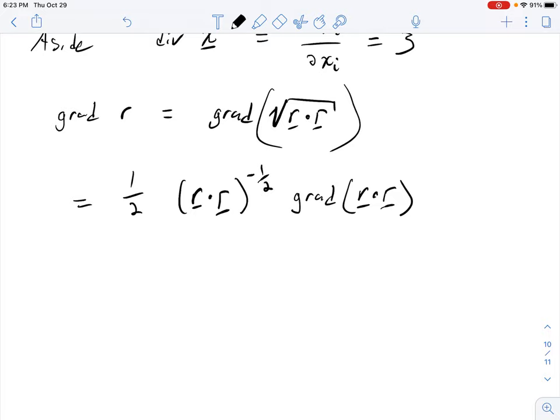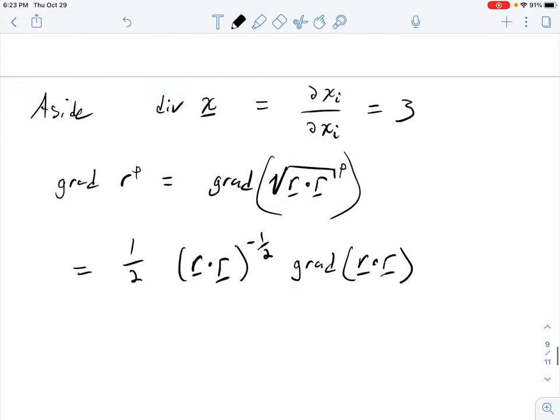Or, you know, if you had r to the p, then you have some more to do in there. But I think you can work that out. You basically just use the chain rule a bunch of times. But, yeah, I saw a few people get thrown off by the 3 versus the 1. And this will give you the starting point there.